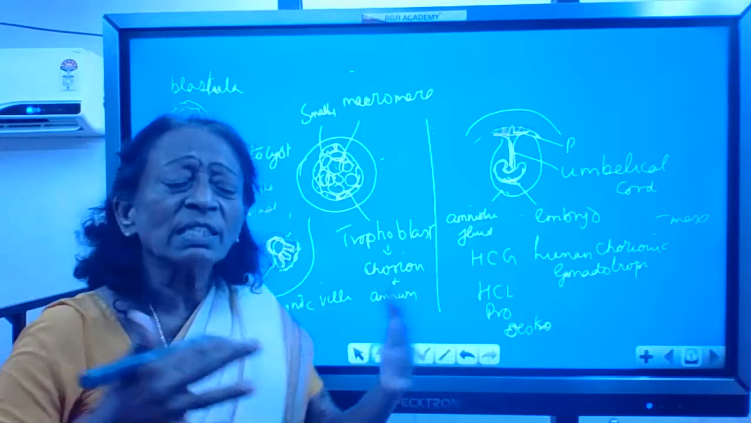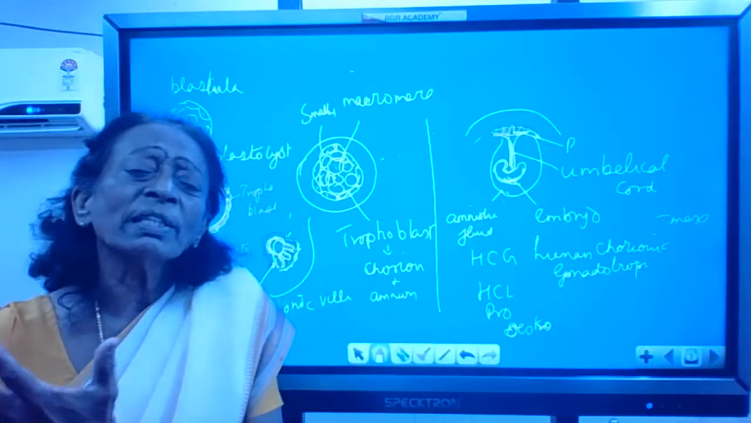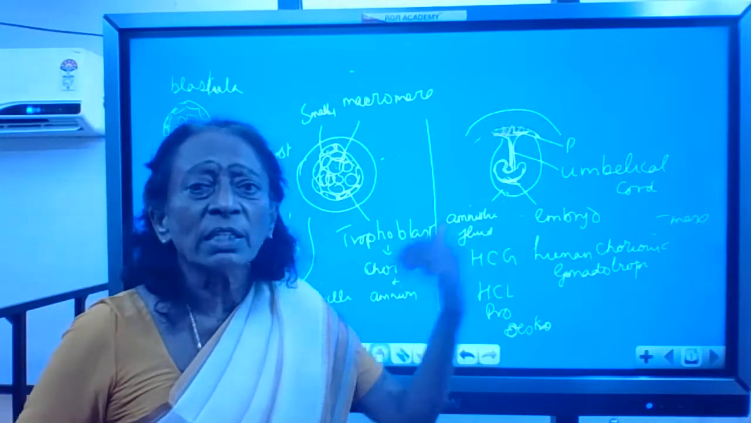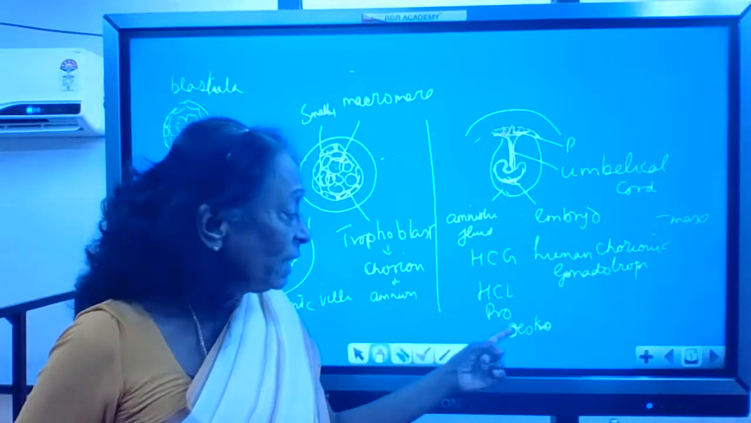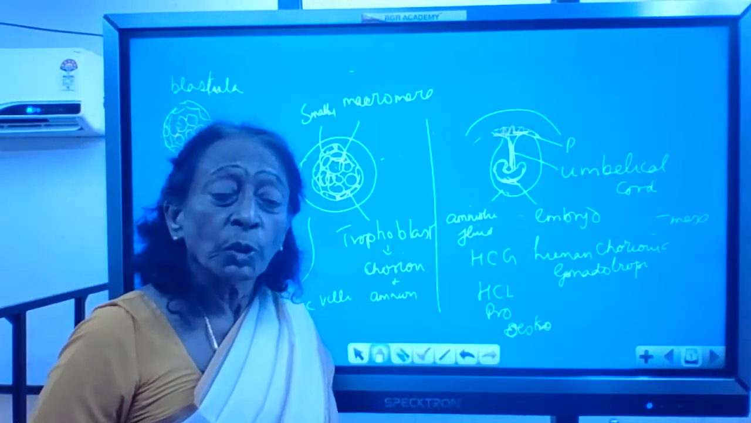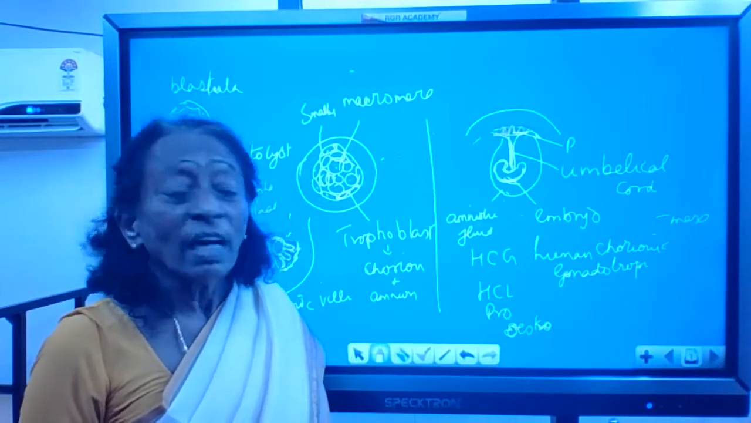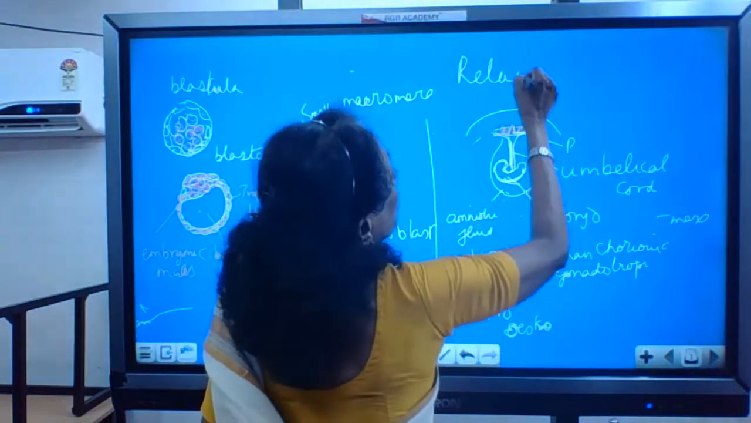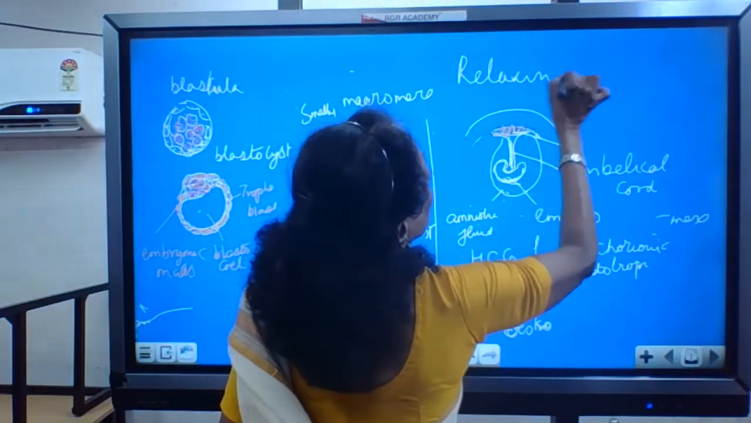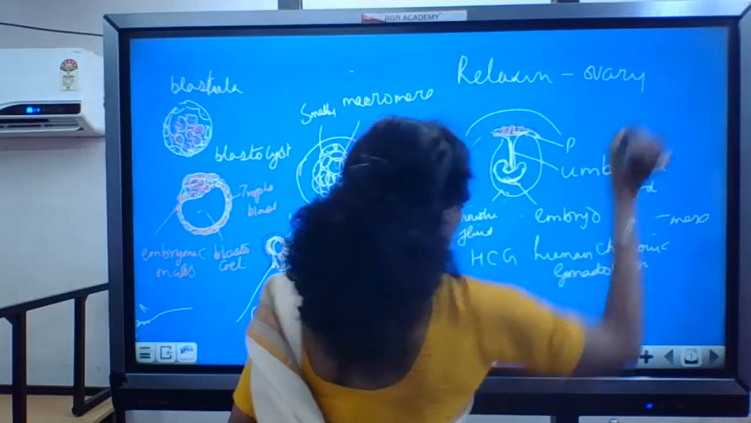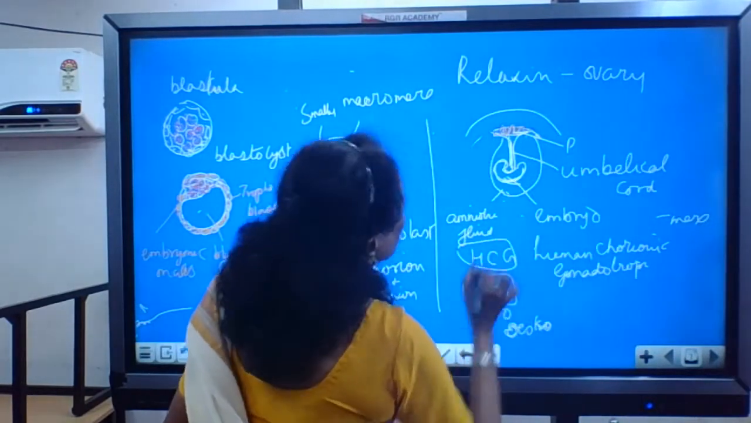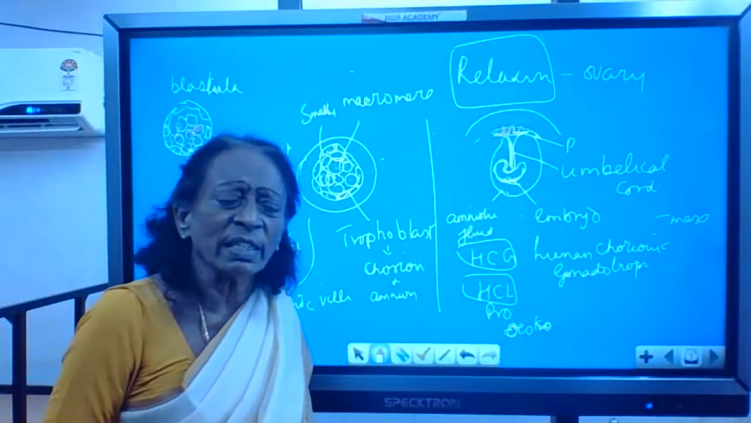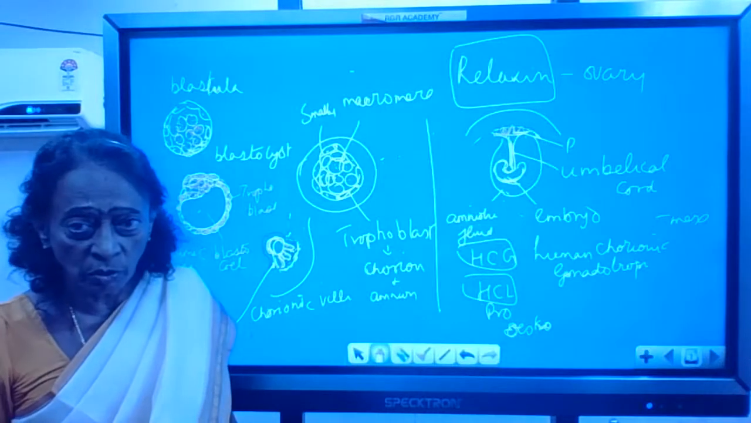So LH maintains the corpus luteum, the corpus luteum maintains the production of progesterone, and progesterone maintains the wall of the uterus so that pregnancy will continue. That is the main function. Then estrogen and progesterone. During the latter part of pregnancy, another hormone called relaxin is produced by the ovary. These three hormones, HCG, HCL and relaxin, are produced only during pregnancy, so they are called pregnancy hormones.